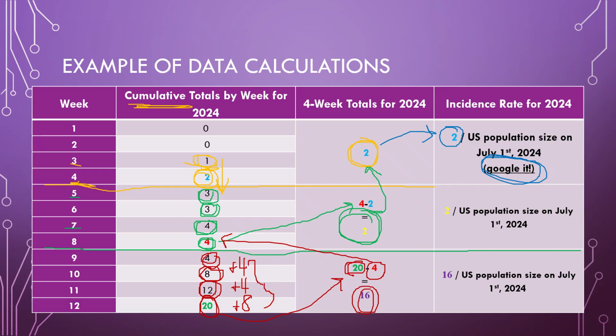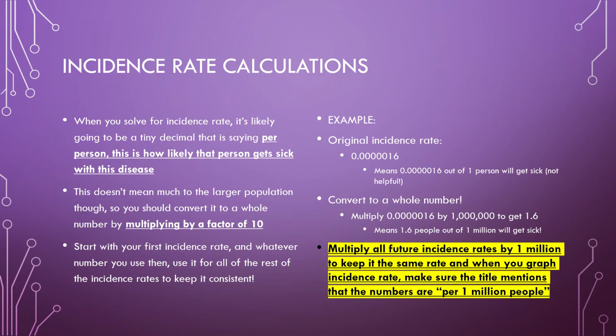In the second month or 4-week period, we're going to take that number of new cases, divide it by the U.S. population size. It's going to be the same number over and over as far as what we divide by. And then in that 3rd week, we're taking 16, dividing it by that U.S. population size. So this number that we are calculating for the incidence rate, this is telling us that per person, it is how likely that person is to get sick with the disease.